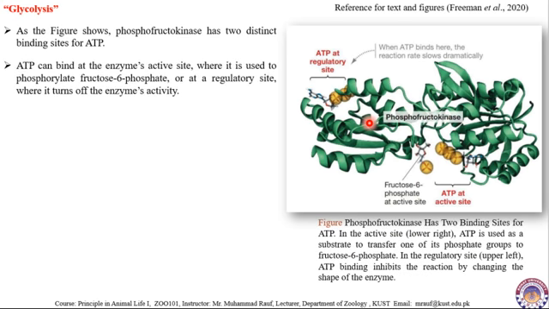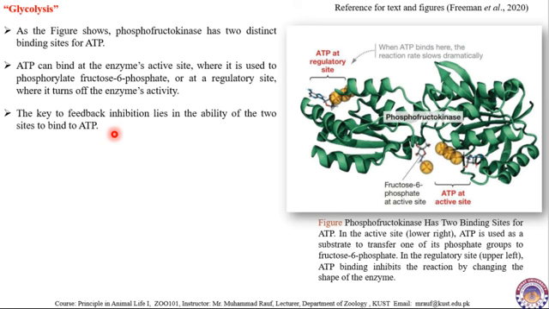breakdown. So ATP can bind at the enzyme's active site, where it is used to phosphorylate fructose 6-phosphate, or at a regulatory site where it turns off the enzyme's activity. When ATP is bound here, the enzyme's activity is hampered. It is no longer able to catalyze the reaction. Whereas if ATP binds here to the active site, then the enzyme can perform its function efficiently. So the key to feedback inhibition lies in the ability of the two sites to bind to ATP.